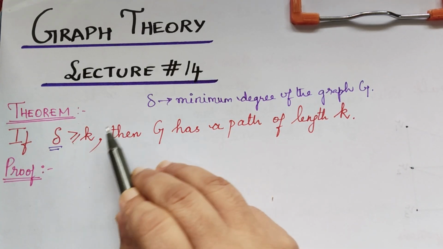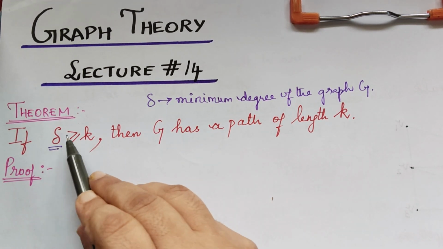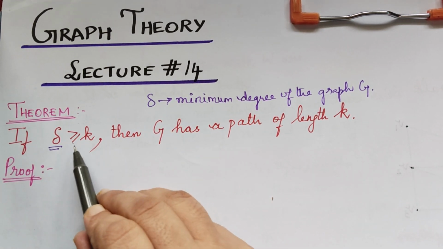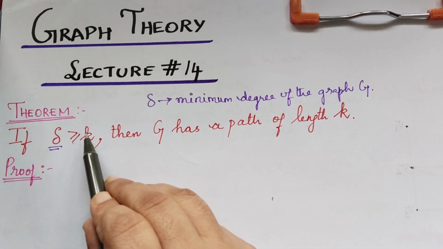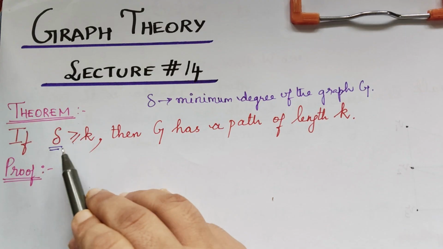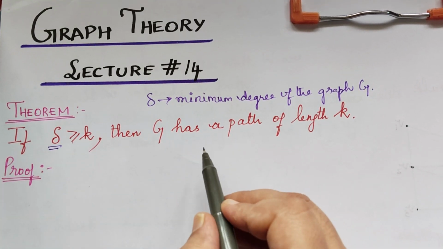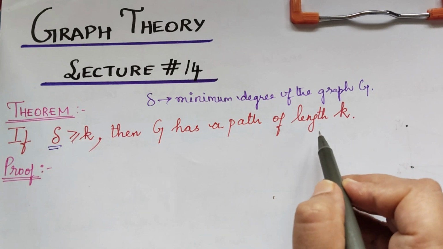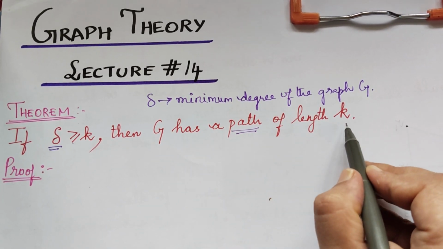In a similar way, we are considering a graph G where the minimum degree delta is greater than or equal to k. So it will have k vertices adjacent to it. That is, a vertex can have k vertices adjacent to it or more than that, but minimally it will have k vertices adjacent to it. So that is the meaning. If we consider a graph of that kind, then it will have a path of length k. That is, the number of edges of that path will be equal to k.